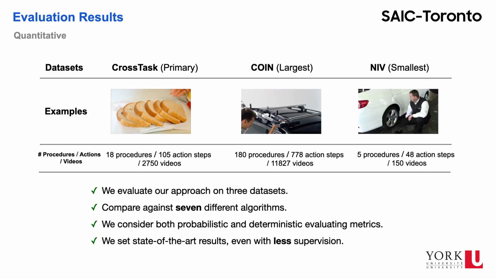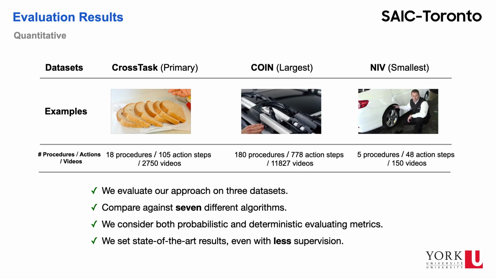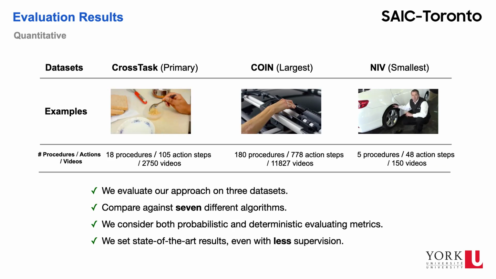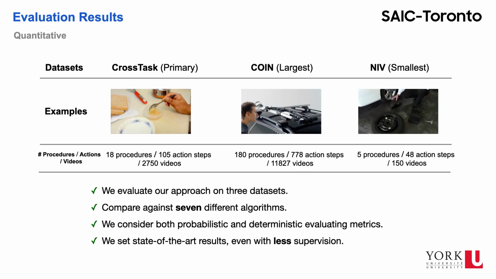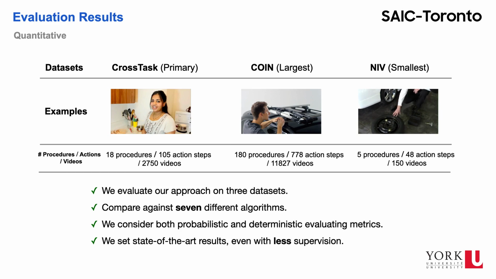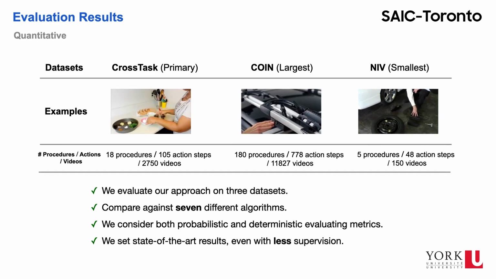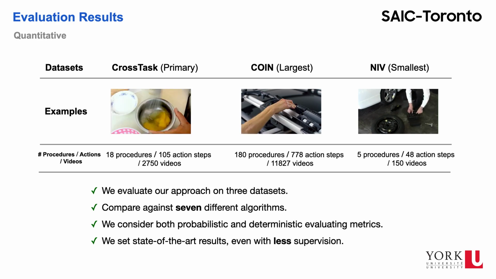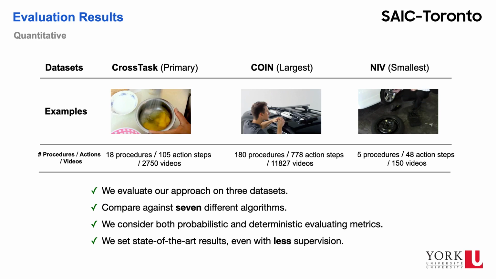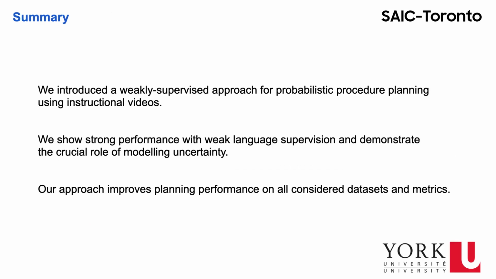We evaluate our approach on 3 instructional video datasets, that is, the CrossTask, the COIN, and the NIV. The COIN is the largest and the NIV is the smallest. We choose them to show that our model is scalable to different sets of datasets. We compare our approach against 7 different algorithms and consider evaluating on both probabilistic and deterministic metrics. Our model set a new state-of-the-art result on all datasets and metrics, even with less supervision.